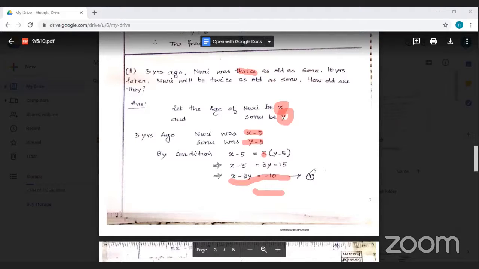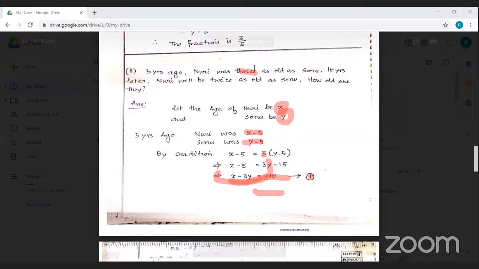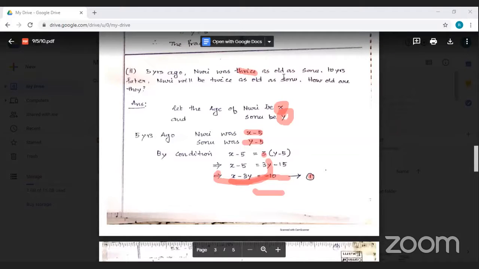Any doubt? No doubt, sir. Sir, from X minus 5 is equal to 3 into Y minus 5, from that we derive this equation. Are you getting this one? Now I have done one mistake in this problem. What mistake, you know? We have multiplied by 3 because that is thrice.